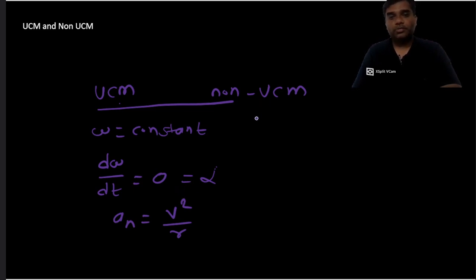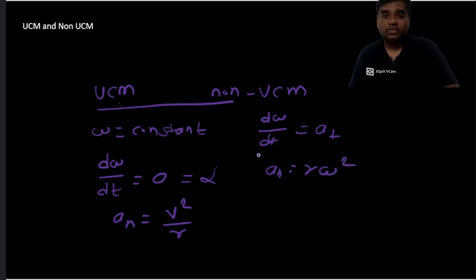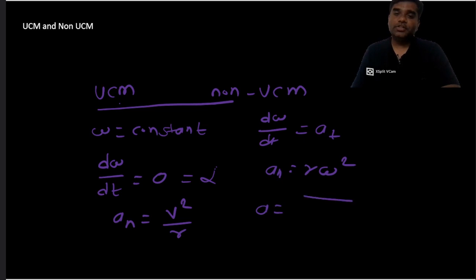Then for non-UCM, omega is not constant, so d omega by dt is there. Also this an, r omega square, is there, and the total acceleration is the square root of at square plus an square. We have to calculate the total acceleration for this case. Here also omega is not constant, but alpha may be constant.